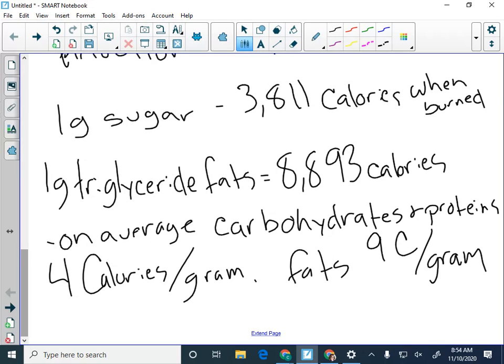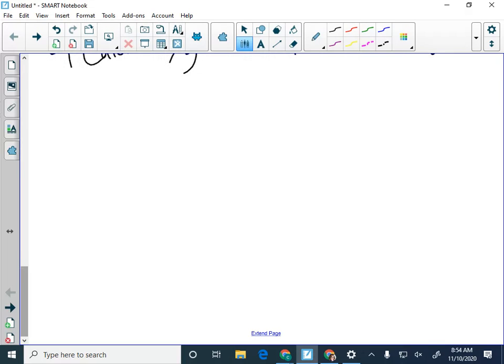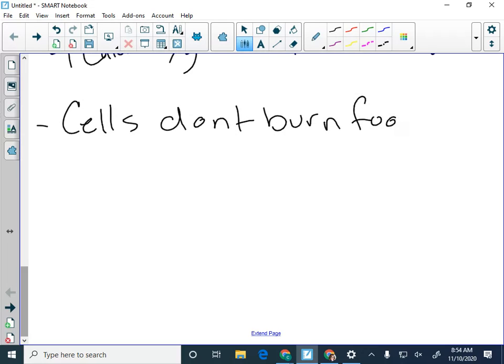But cells don't burn food and release energy as heat. Those measurements that I just gave you are if someone were to light these things on fire and measure the heat that comes off of them. But cells don't burn food. We're not just little furnaces. We capture energy in a series of steps.